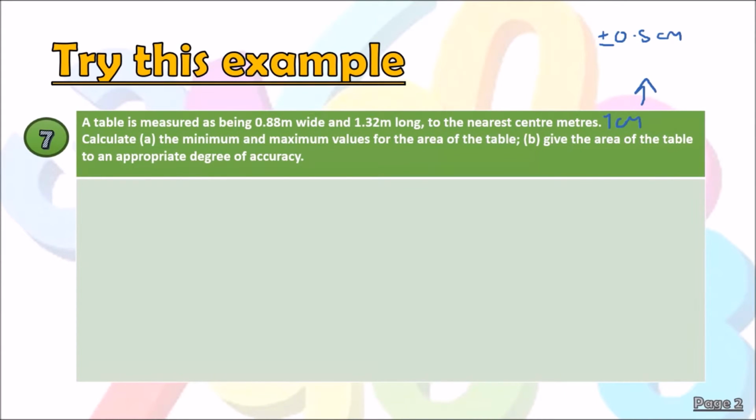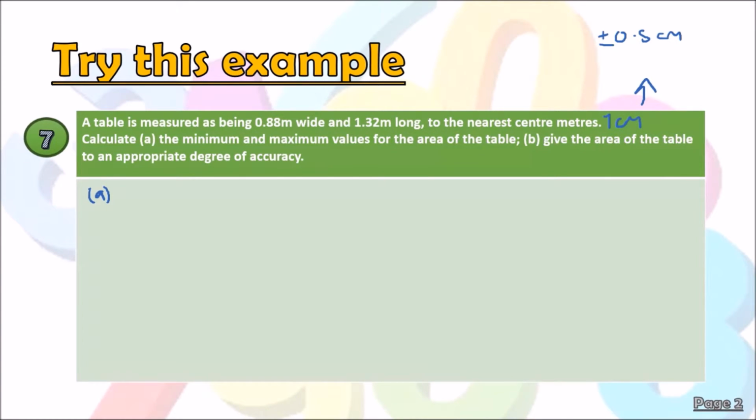Nearest centimeter. Firstly, calculate A, the minimum and maximum values for the area of the table, and B, give the area of the table to an appropriate degree of accuracy. B will be done after this. So let's do part A first. I hope you guys are solving along as I am.